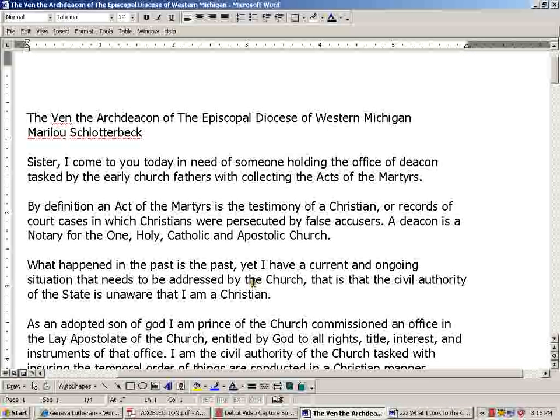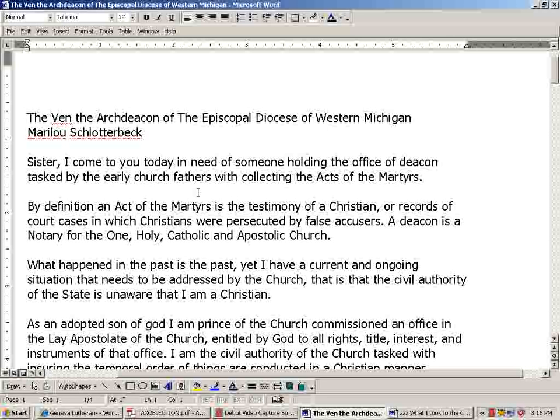Enough on that. All right, so I sent this to, I'll just read it, the Venerable, the Archdeacon of the Episcopal Diocese of Western Michigan. Found that online. They said that's the correct way to write a letter to an archdeacon of an Episcopal diocese. Mary Lou Schalterbeck. Sister, I come to you today in need of someone holding the office of deacon, tasked by the early church fathers with collecting the Acts of the Martyrs. By definition, an act of the martyrs is the testimony of a Christian or records of court cases in which Christians were persecuted by false accusers.